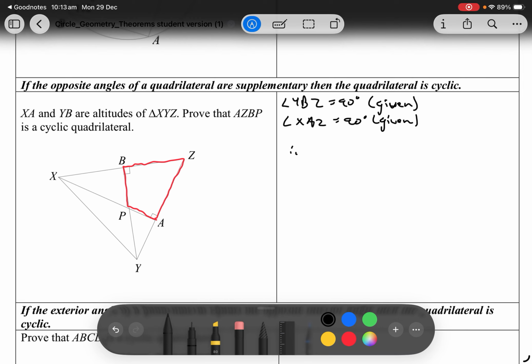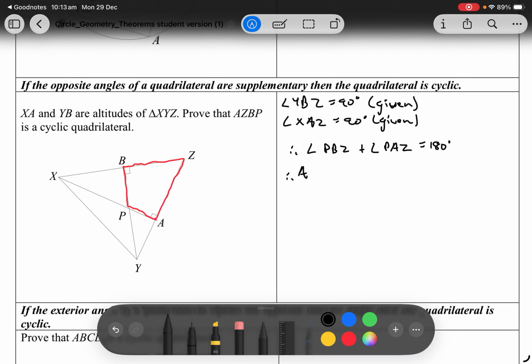Now, the angle sum of a quadrilateral is 360 degrees. Therefore, we don't know what the other two angles are, but we know that they add up to 180 degrees. So we know that angle PBZ plus angle PAZ equal 180 degrees.